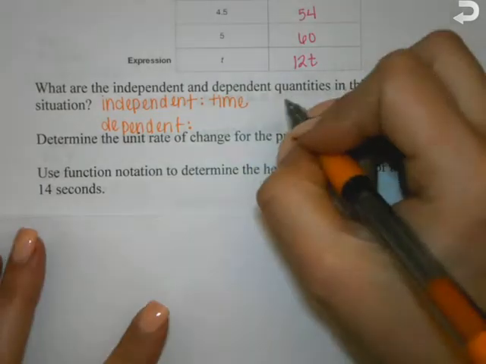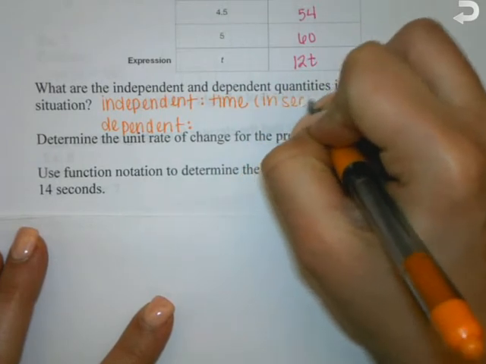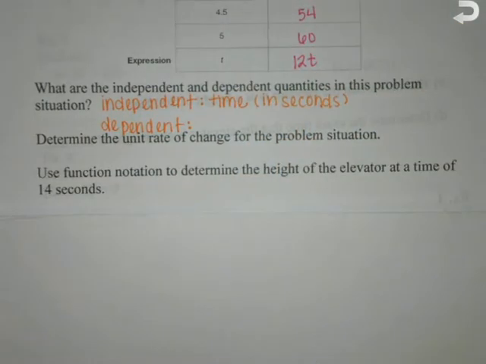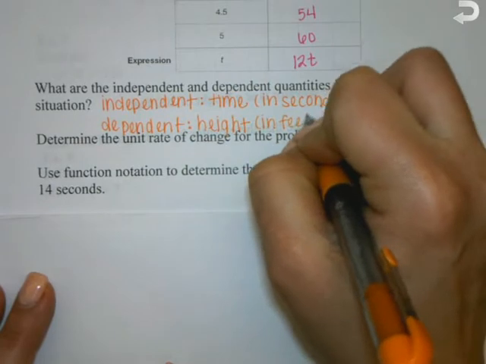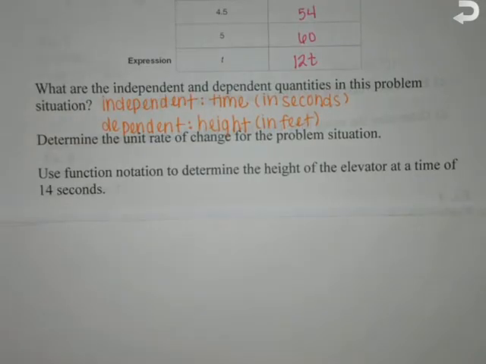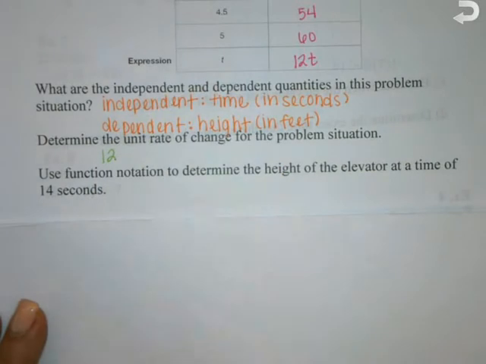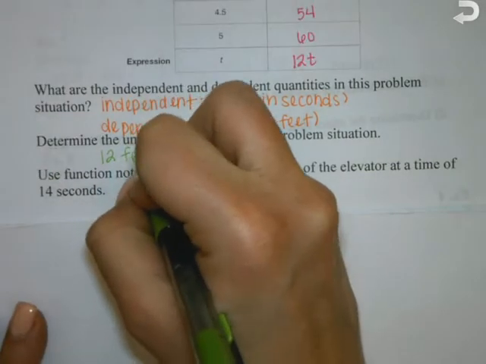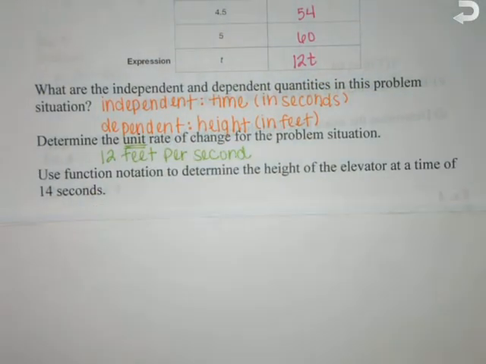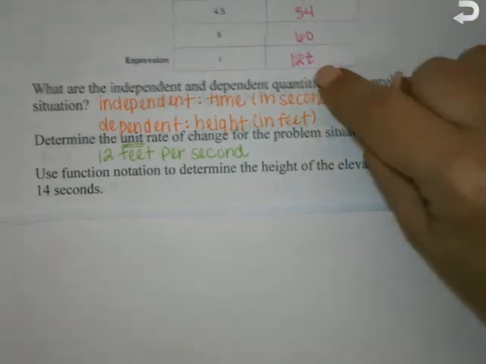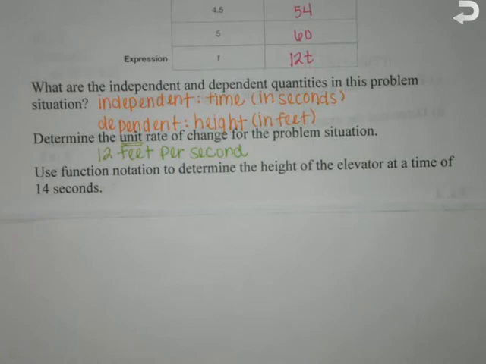So if the independent quantity is time in seconds, what would your dependent quantity be? Height in feet. Good. Okay. So the next question asks, what is the unit rate of change? What's the rate of change in this problem? 12. How do you know? Yeah, it's 12, feet per second. Because unit, remember, means for every 1 second. But we know that every 1 second it goes up 12 feet. So your unit rate would be 12 feet per second.